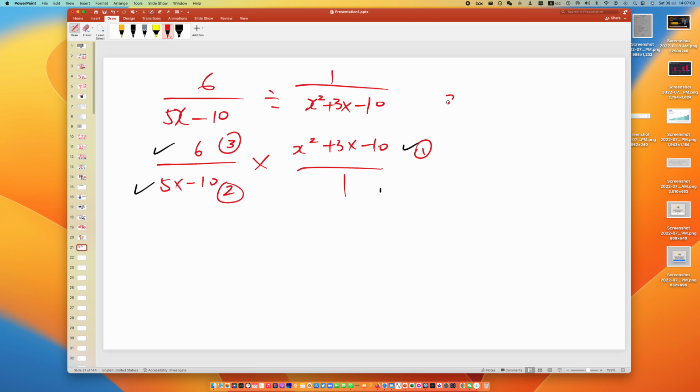So how do you factorize x squared plus 3x minus 10? You change it to x and x. We talked about this last time. For this one there are many combinations, but there's only one combination that can cross multiply to give you the 3x. So what is that combination? What are you waiting for?